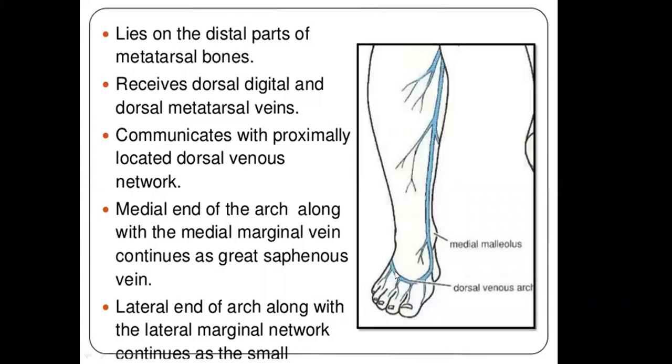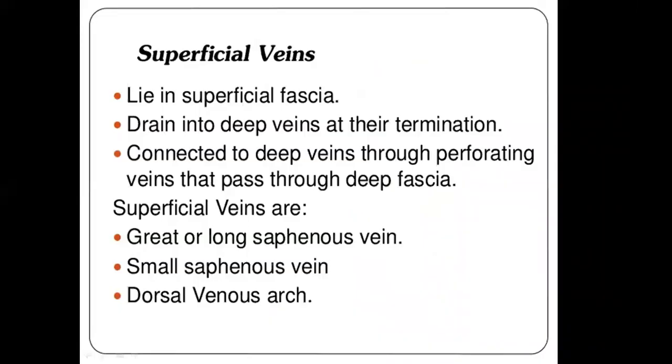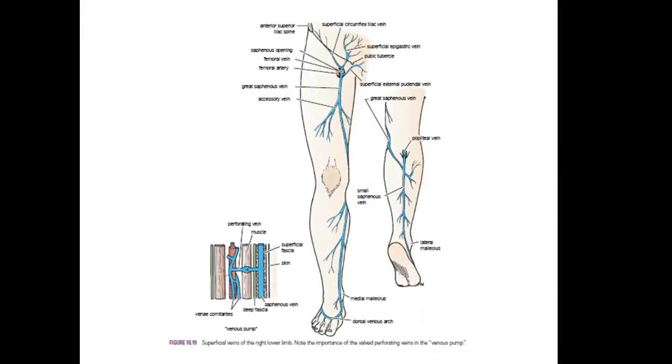Now, if you can see, this is the medial aspect and this is the lateral aspect of the leg. From the medial aspect of the dorsal venous network, or dorsal venous arch, arises the great saphenous vein. Medially, it arises the great saphenous vein. So the great saphenous vein arises from the dorsal venous arch.